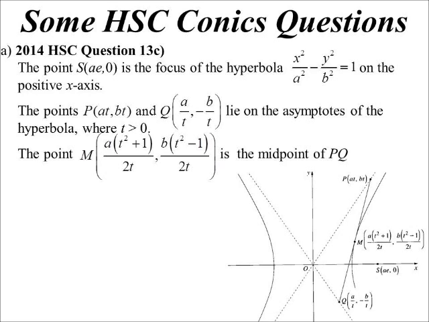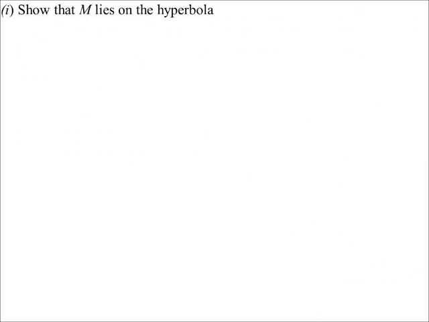So they've called them (at, bt), because that one is on the line y equals b on a x. And the other one is (a on t, minus b on t), because it's on the line y equals minus b on a x, where t is greater than 0. And what have they then told us? The point M is the midpoint of PQ. Now on the diagram it says it's on the hyperbola, but if I remember correctly, the first part of the question was to actually show it lies on the hyperbola.